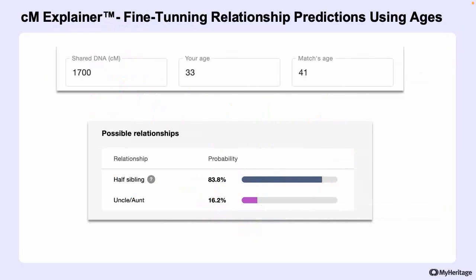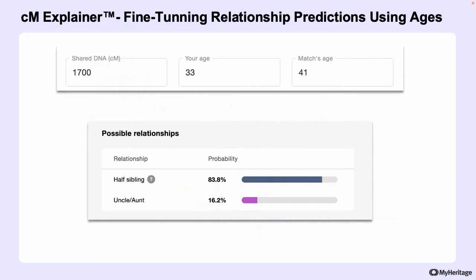And this is where the CM Explainer, the latest tool, came in. It fine-tunes the relationship prediction using ages. There are a lot of predictors that use the shared DNA amount, centimorgans. But once you take into the equation the ages of the two sides, you can fine-tune the probabilities.